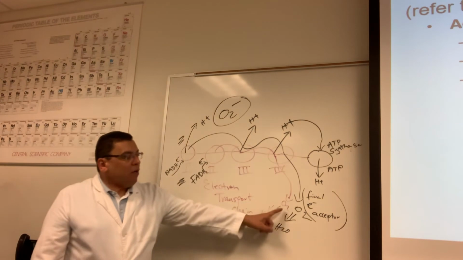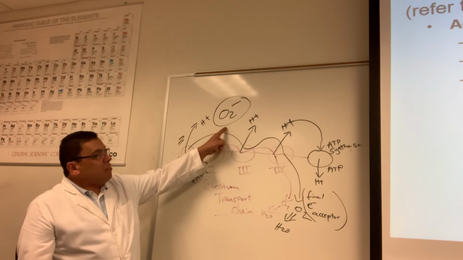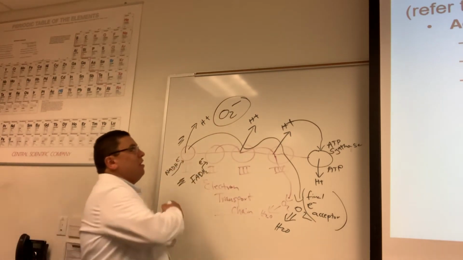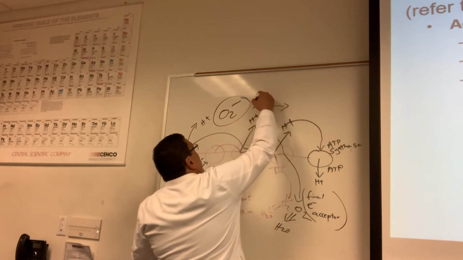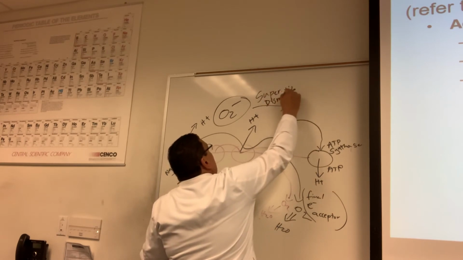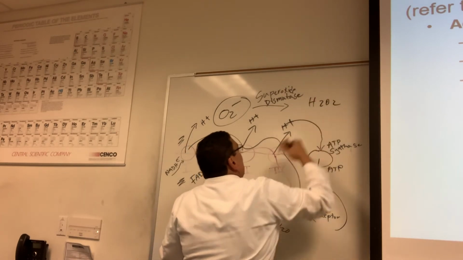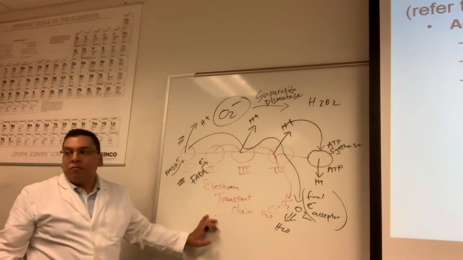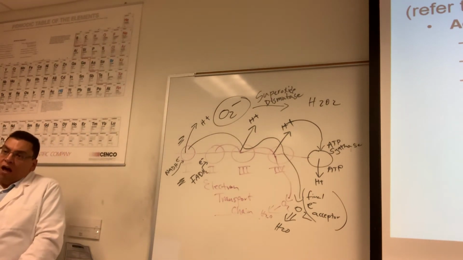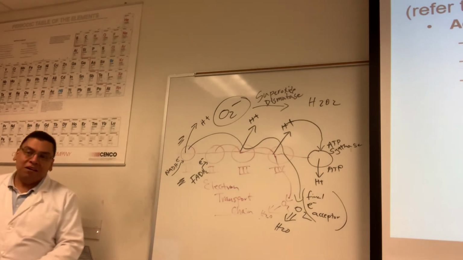If you are aerobically respiring, and you are, you have to have an enzyme that converts this into another toxin that is less toxic. And that enzyme is called superoxide dismutase. And that converts this one to H2O2, which is hydrogen peroxide. I'm not saying hydrogen peroxide is not toxic. It is, it's still toxic, but it's not as bad as that first guy, superoxide ion.